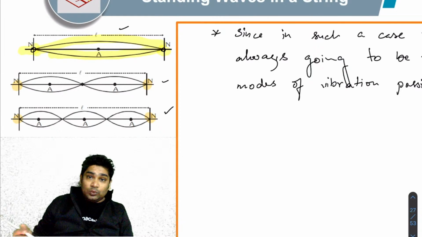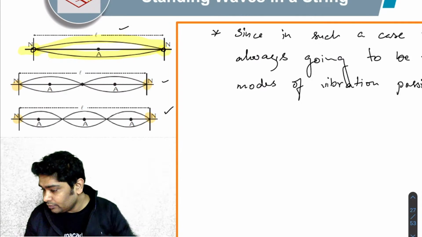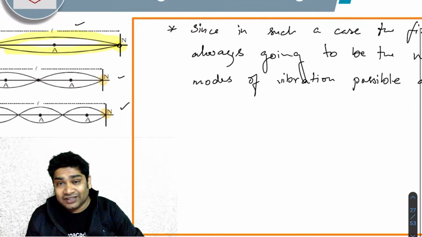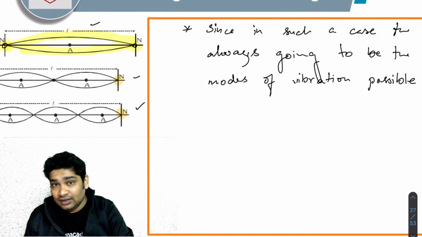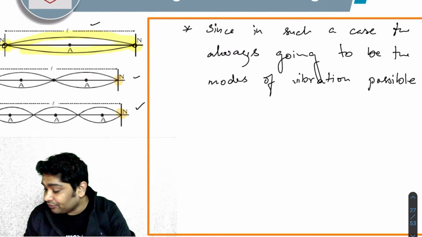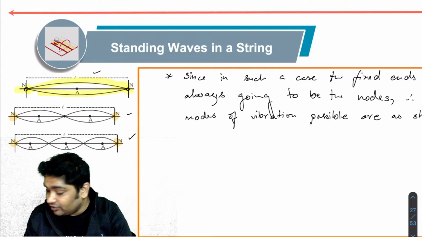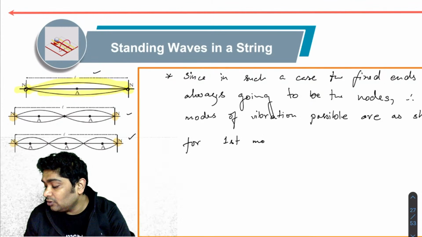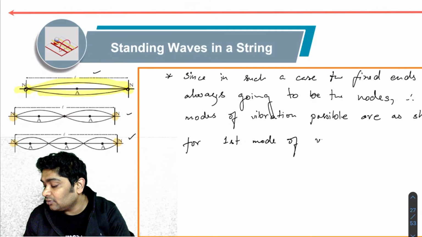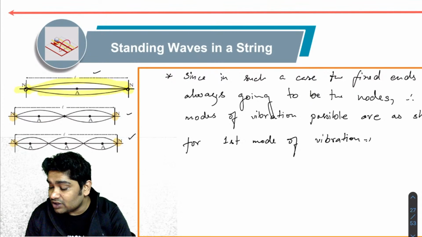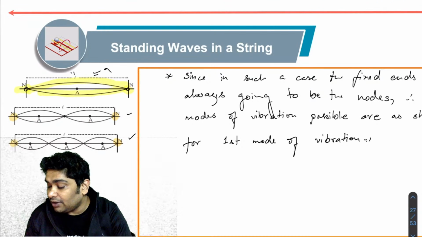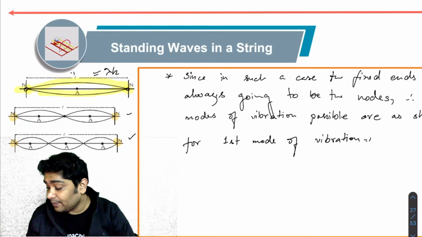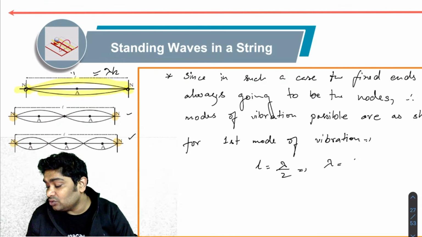So if there are n loops, can I say that for the first mode of vibration, I realize that this distance, which is L, is also equal to lambda by 2, because this is the separation between two consecutive nodes. So I will say L equals lambda by 2, which makes your lambda equal to 2L.